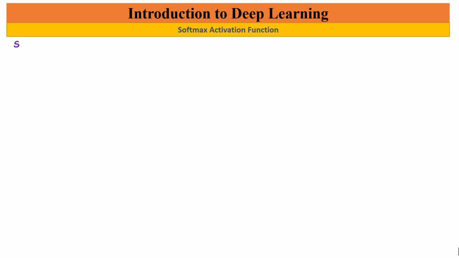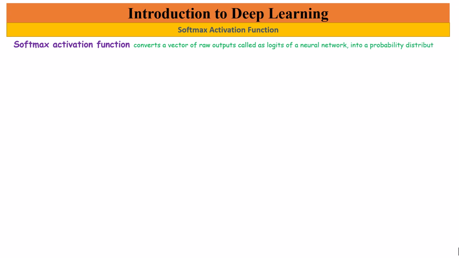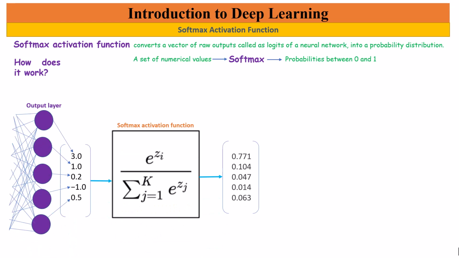The Softmax activation function converts a vector of raw outputs, called logits, of a neural network into a probability distribution. In simple words, it takes any set of numerical values and scales them into probabilities between 0 and 1. Let's see how Softmax works. We illustrate the working of the Softmax function using this diagram.